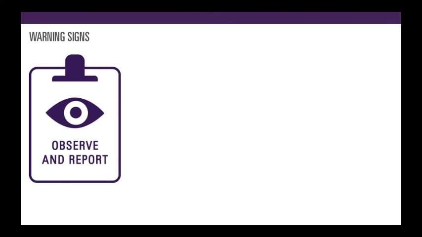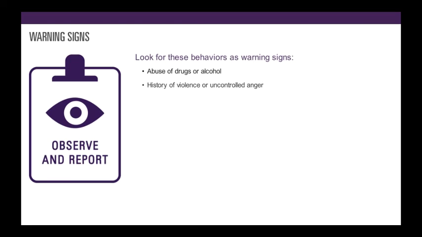There are ways to tell that a person may become aggressive or violent. Look for these behaviors as warning signs. A person with a history of drug or alcohol abuse and a history of anger or violence may be more likely to become violent. If you hear a person talking about unrealistic fears, being overly suspicious, or blaming others for problems, those could be signs of violence.